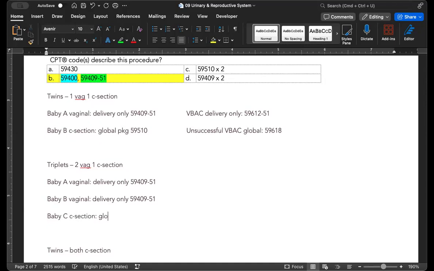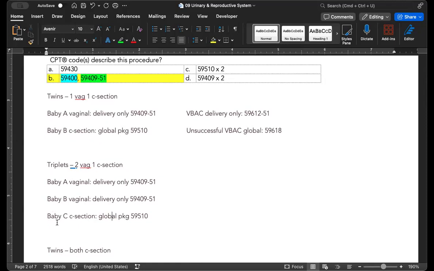That'll be global. That would be the global OB, or the global C-section package, which would be your 59510, because that's more intense versus the vaginal, is that right? Yep, that's exactly right. And the same thing applies over here. I'm not going to write it out for VBACs, but it's the same thing.